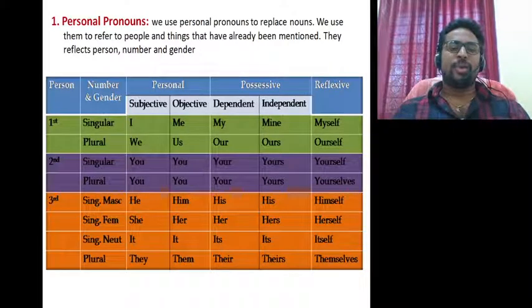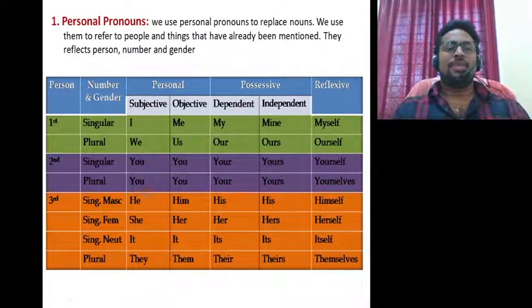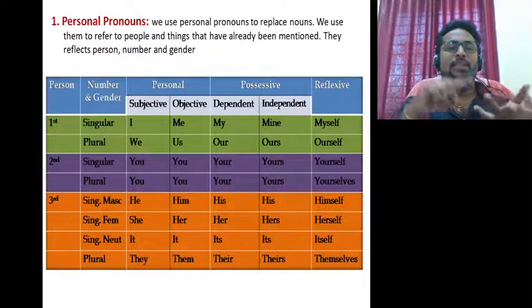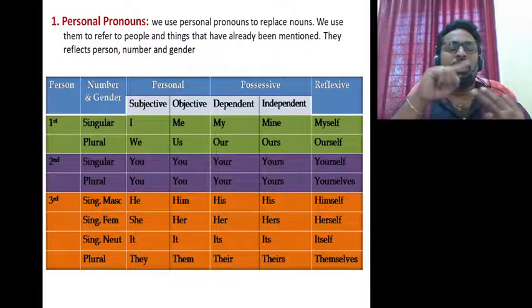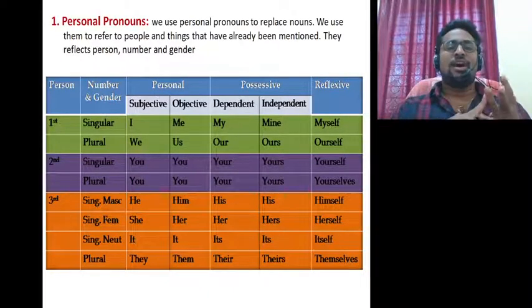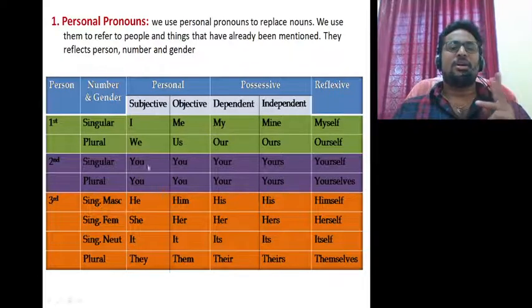In the objective place, we have to use these personal pronouns, the objective pronouns. These are me, us, you, him, her, it, them. He gave me a pen. He is the subjective pronoun. Gave is the verb. Me is the objective. Objective pronouns always have to be used in the place of the object.